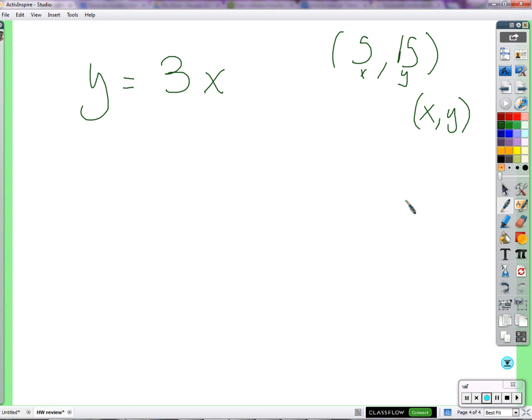So who's got a conclusion? Does this point belong on the graph of this function, yes or no, and why? Yes, it does belong. Why? Because if you replace x with 5, 3 times 5 equals 15, which is y. Okay. Does this point belong on the graph?